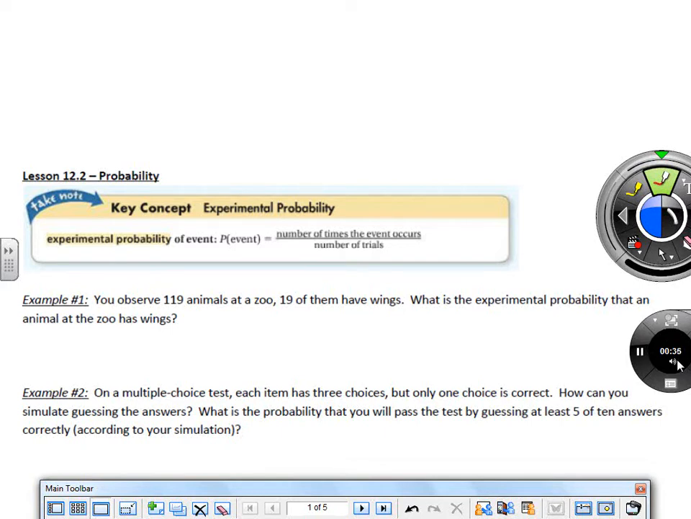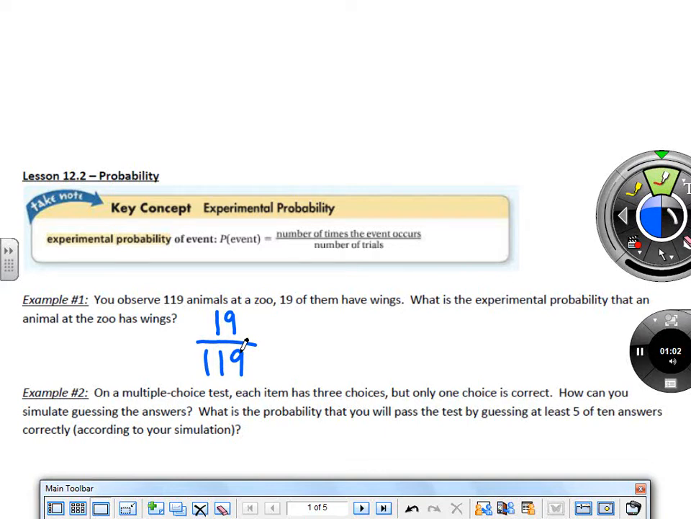So, for example, it says you observe 119 animals at the zoo. 19 of them have wings. What is the experimental probability that an animal at the zoo has wings? So, again, for probability, we want to put the number of times our event occurred. So here the event is having wings, which is 19 of the animals, out of the total, which was 119. Then you would reduce it if possible.